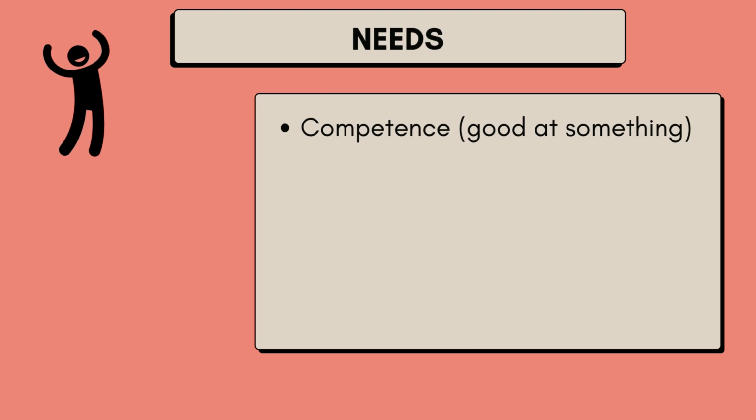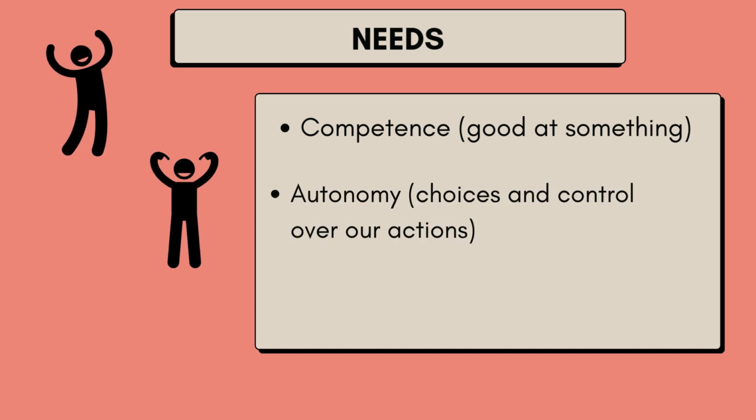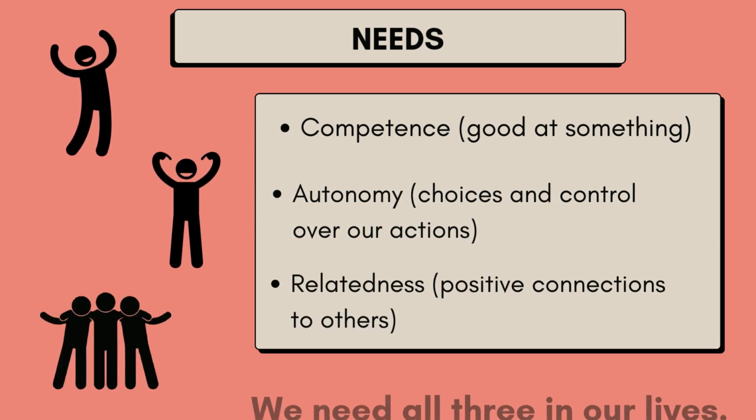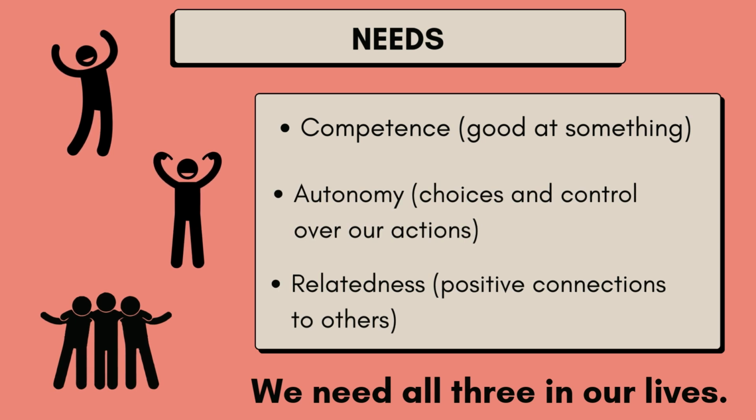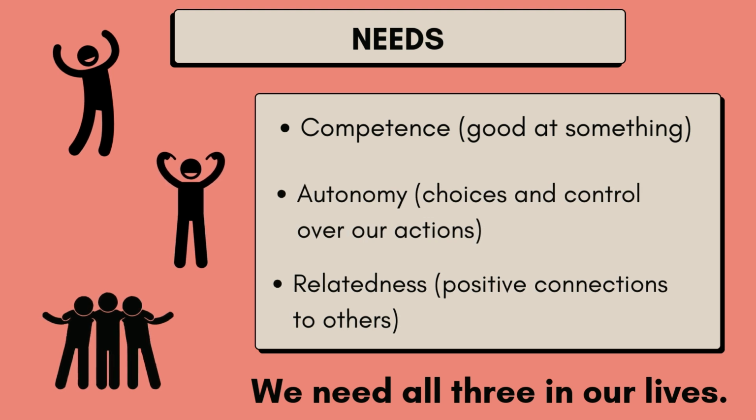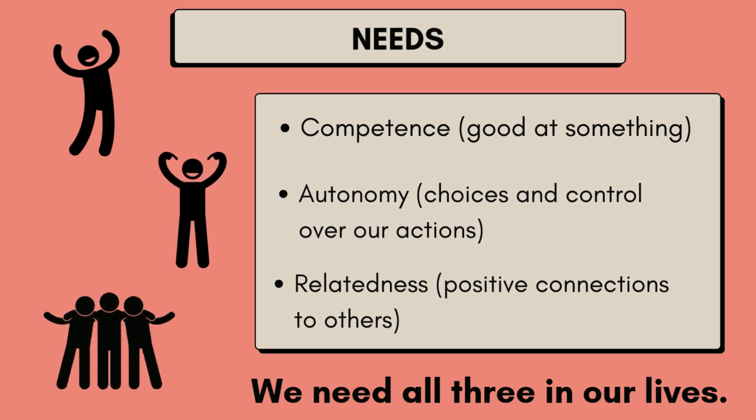There are 3 needs that should be met before self-determination can be achieved. Competence. We want to feel like we are good at something and have the skills needed to be successful. Autonomy. It's the feeling we have choices and control over our actions. And relatedness. A feeling of being connected to others through positive relationships.